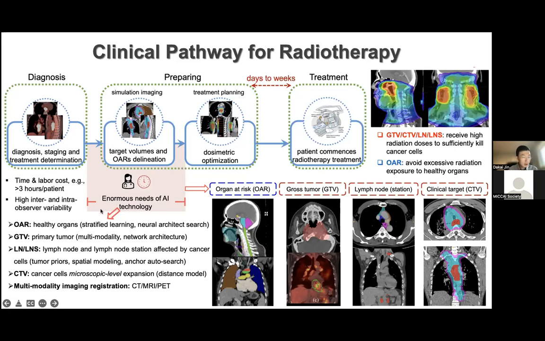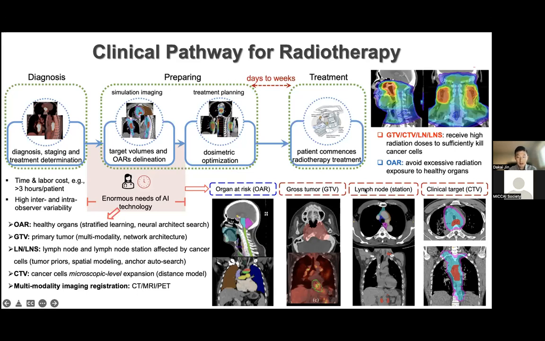There are four major tasks in this step. One is the organ risk segmentation. Organ risk refers to the healthy organs. They are in charge of our normal functions, so for these regions we try to avoid excessive radiation exposure. The second one is the gross tumor volume, or GTV. The GTV is the primary tumor visible from the imaging. It is kind of like the macro level tumor range.